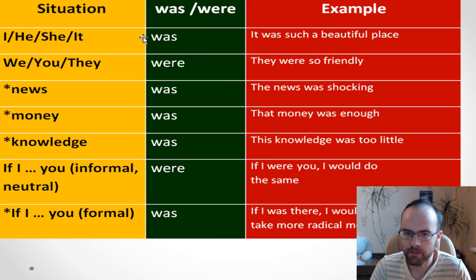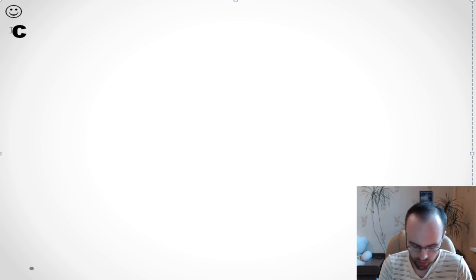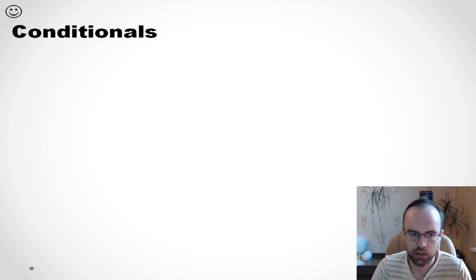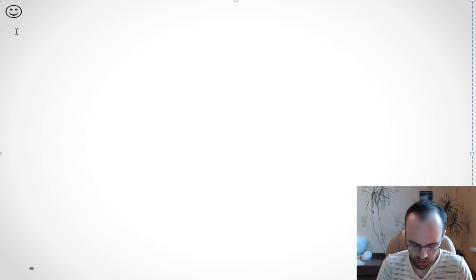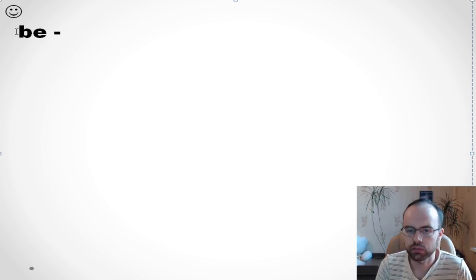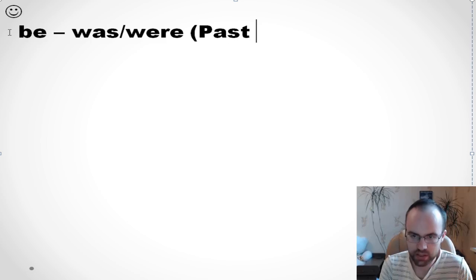Okay, these things are very simple, you think, but there are more difficult things if we are talking about conditionals. So you see, sometimes you need to use was and sometimes you need to use were. I hope you understand it. But if we look at past simple, you need to know that the verb, or the infinitive, to be, is was or were in past simple.